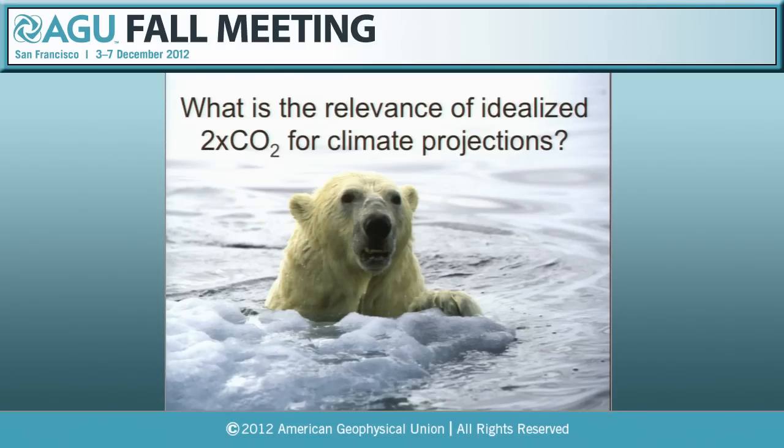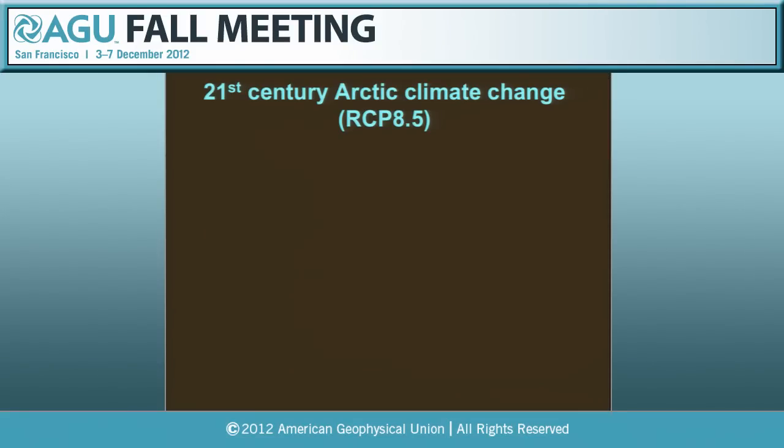So my polar bear is getting a little frustrated. It's Friday morning, and I'm still rambling on, and he doesn't have any sense of how relevant these predictions and these idealized experiments are to his future, what's going on in the Arctic right now. That brings us to 21st century Arctic climate change experiments, in particular the RCP 8.5 experiments. It's just part of the suite of experiments that are run internationally right now to try to assess future climate trajectories.